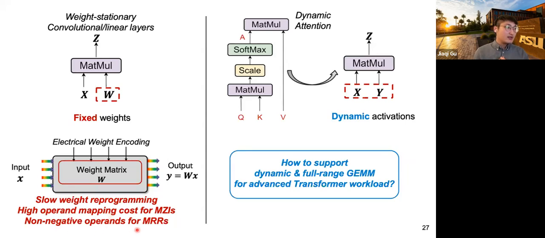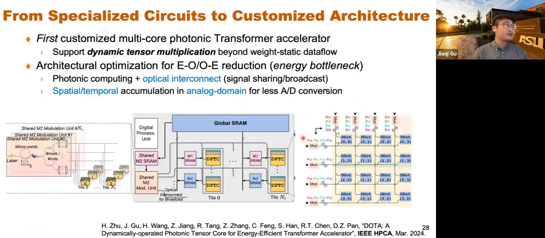And also, sometimes for the ring, you can only implement non-negative operations. For example, the input vector is assumed to be non-negative. So if you have positive and negative values, a full-range X and full-range W, you have to use multiple computations, like the positive minus the negative, right? It doubles your computation cost. So how do we support dynamic full-range general matrix multiplication for more advanced tensor computation, widely used in self-attention for transformer workloads? So that's the versatility we want to have.